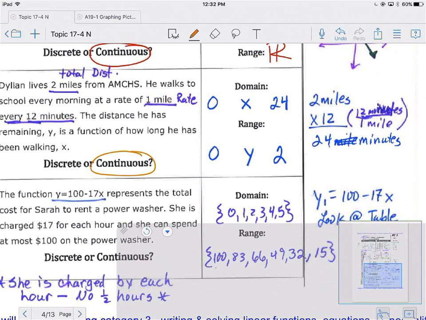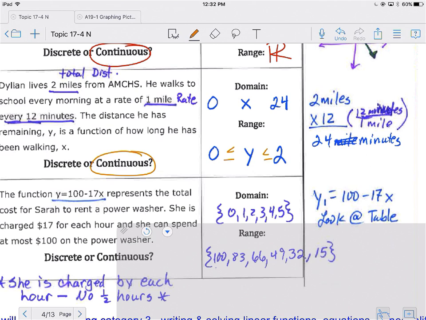Now my domain and range have already been started for me. My range is my y's, and my y's, as they told me, is the distance remaining. Now he has a maximum distance of 2 miles, and once he gets to school, he's at 0 miles. So my range is going to be everything from 0 to 2, where 0 and 2 are included, because if he walks all the way to school, he has 0 miles left, and that's possible. And if he's at home, he still has the full 2 miles left, so that's possible.